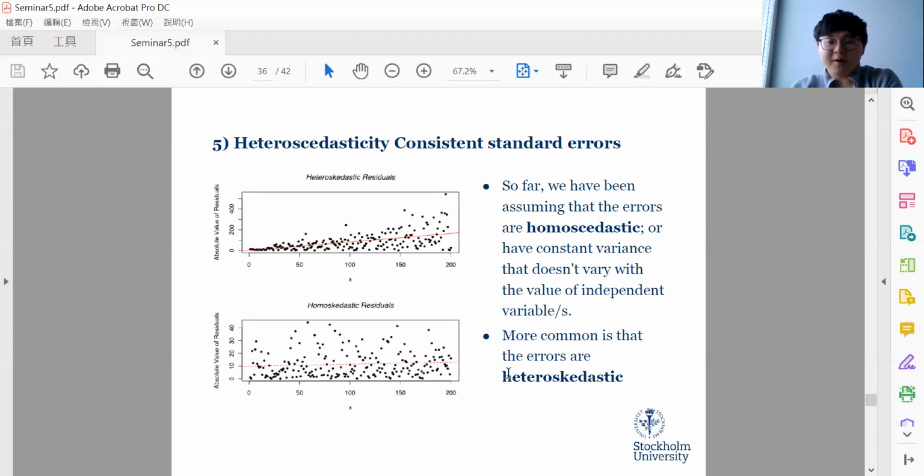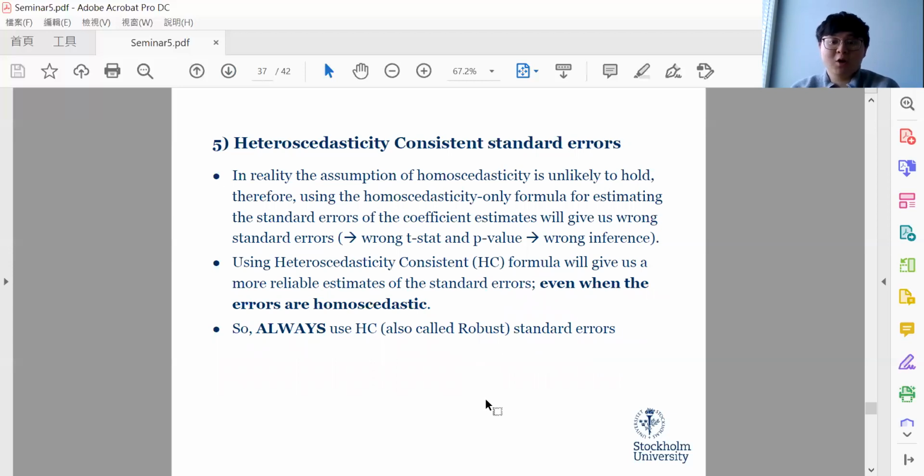If we have heteroscedastic errors, then the standard errors that we estimate in our regression tend to be wrong because we use the wrong assumption. In reality, the assumption of homoscedasticity is unlikely to hold. If you use the homoscedasticity formula to estimate standard errors, it will give us wrong standard errors. So the coefficient itself is right, but the standard errors are wrong.